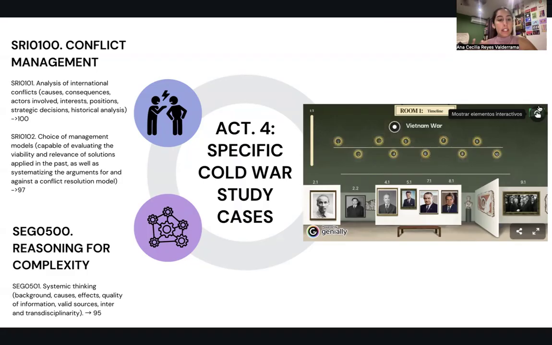And I put a 95 in systemic thinking because, again, I think we used good causes, effects, quality of information, but maybe the sources could have been more. I think we used a good amount of sources, but it could have been more. I think we should look at history also through the eyes of the victims, not only the winners. And I think that we kind of went through the more Western mainstream media.